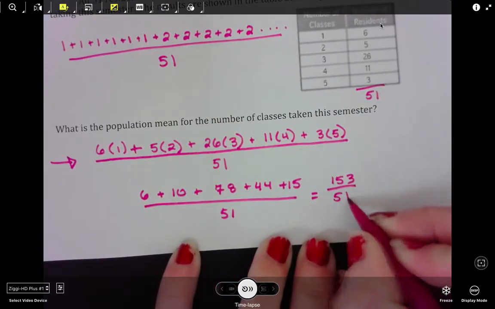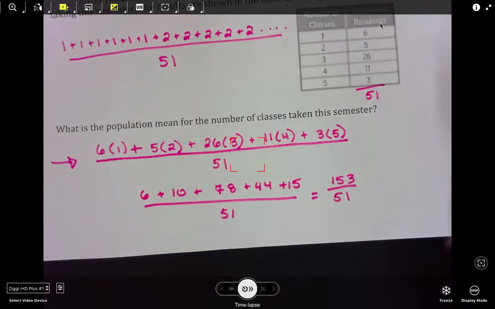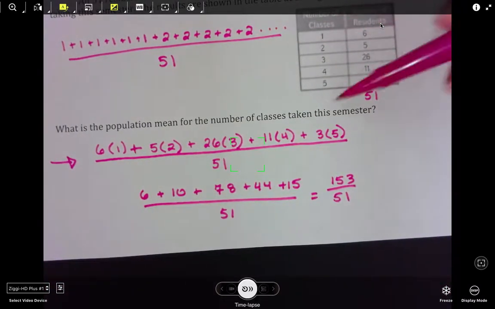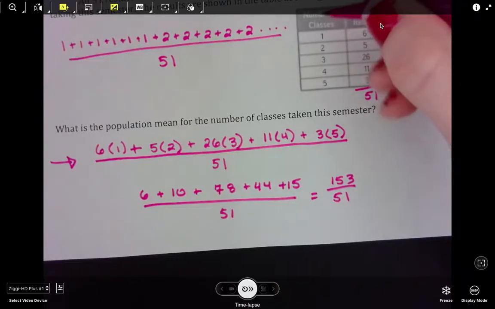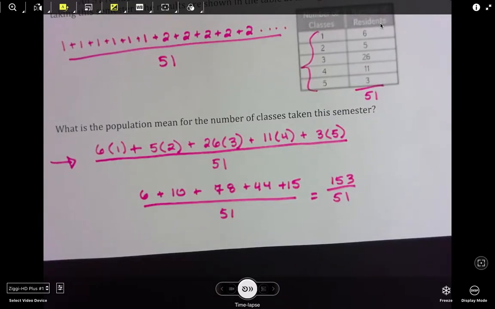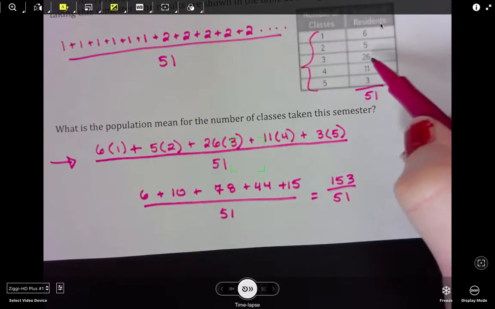divided by 51. Okay. Now, before I give you the answer to this, we're trying to figure out what the average number of classes there are. Okay. So the average number of classes is probably going to be a number between 1 and 5 because those are the only numbers that I'm given. Okay. And most of the people have 3 classes.